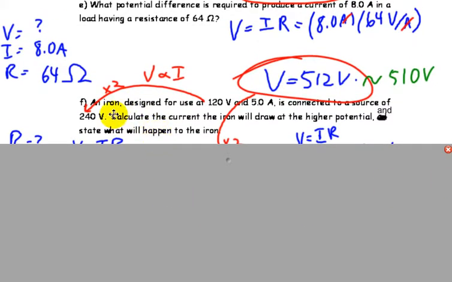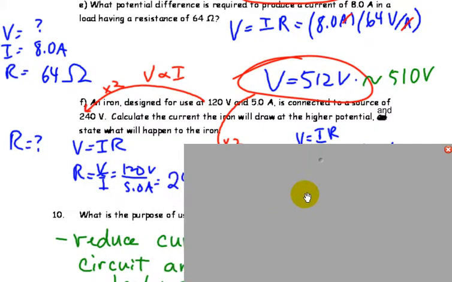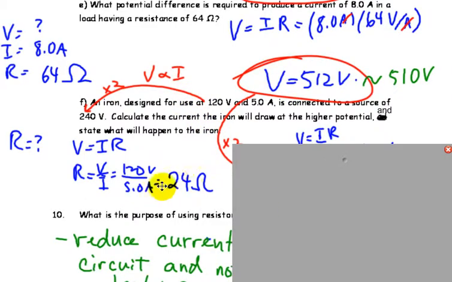Lastly, an iron is designed to use 120 volts at 5 amps. It's connected to a source that's 240 volts. Calculate the current the iron will draw at the higher potential and state what will happen to the iron. Okay, so if V is equal to IR, we're solving for R, V divided by I. So it's designed to be doing this. So it is a 24 ohm resistor. So we need to do that first, figure out what kind of resistor it is.